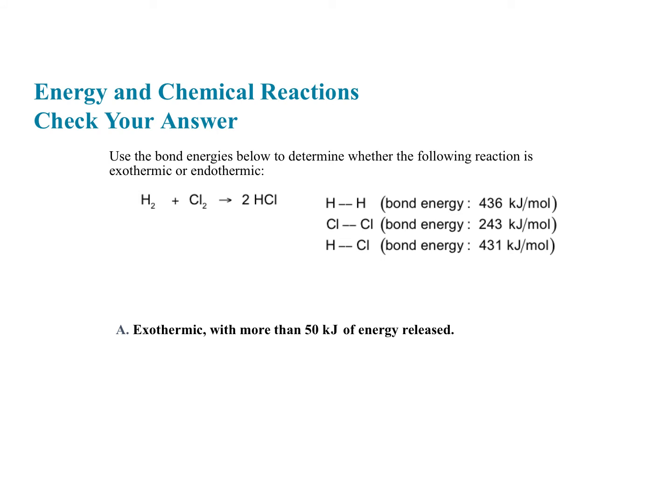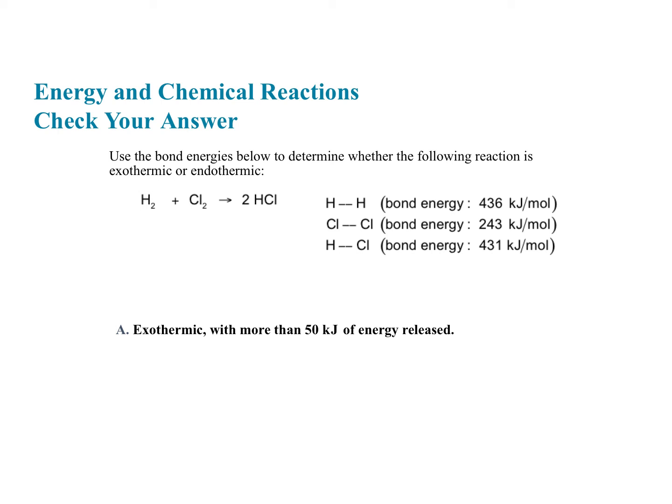So the answer is that this reaction is exothermic with more than 50 kilojoules of energy released. How do we know that? How are we going to be able to figure that out? Well, let's look at each of these energies. We have 436 kilojoules per mole of energy. So for every mole of H2, we've got 436 kilojoules of energy. For the chlorine, the Cl2 molecule, that chlorine-chlorine bond gives 243 kilojoules per mole.